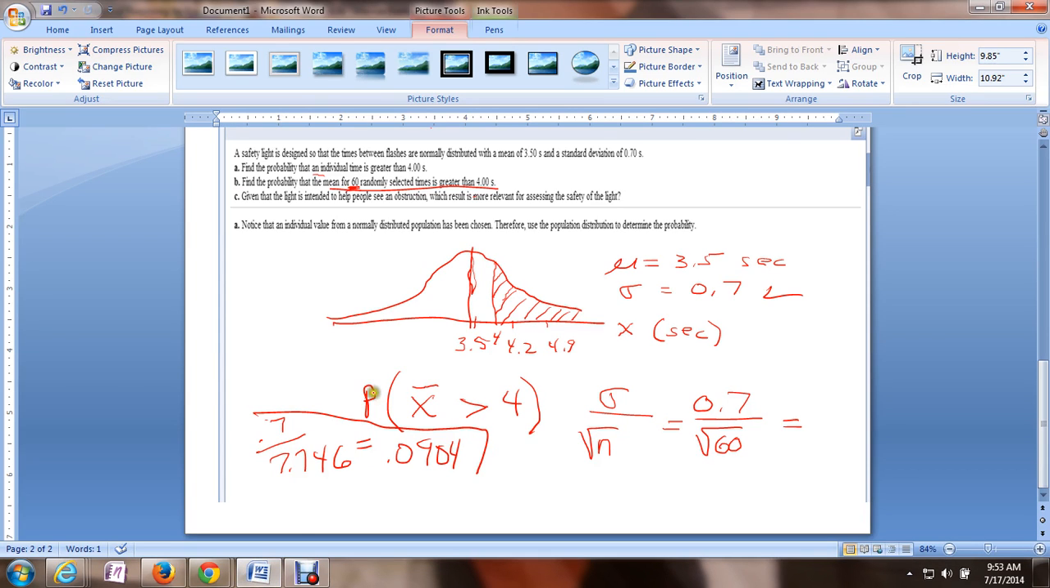The final part asks, given that the light is intended to help people see an obstruction, which result is more relevant for assessing the safety of the light? Well, I always like to see more data rather than less data. The first one was just an individual time, which doesn't mean much because it's a single instant, whereas the second one is an average for 60 times. So I always like to select more data, the mean for 60 randomly selected times. Use StatCrunch. It's a lot better and faster than the tables.